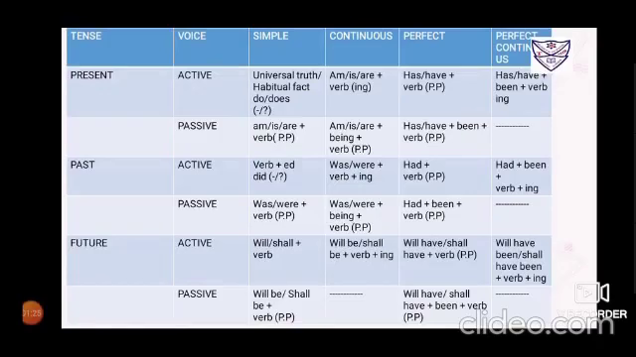For the perfect continuous tenses, the passive voices are not possible. Why? Because they already consist of be in the form been. So the active voice present perfect continuous tense: has been washing, have been washing. Passive voice of present perfect continuous tense not possible. For past perfect continuous tense, active: had been washing. For the past perfect continuous tense, passive voice not possible.